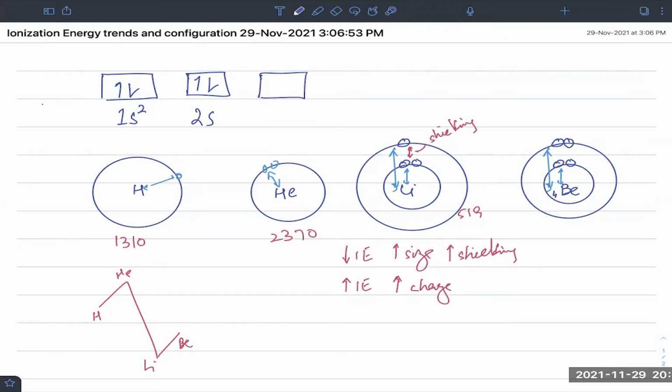Now let's look at the boron atom. Boron, this is going to go into 2p. So the electron goes here. It is still in the same shell, but it's in 2p. So what about shielding? From boron to beryllium. So this is beryllium now.